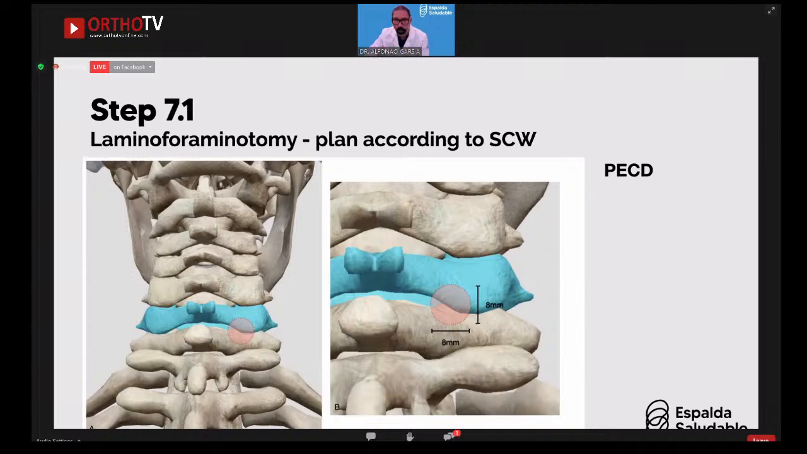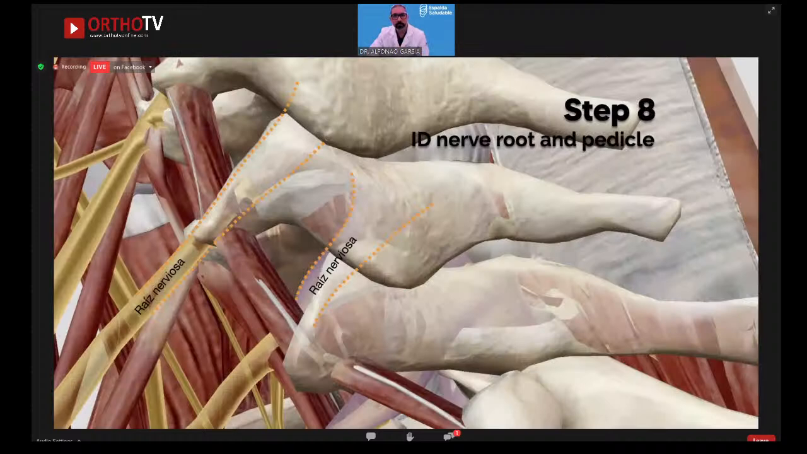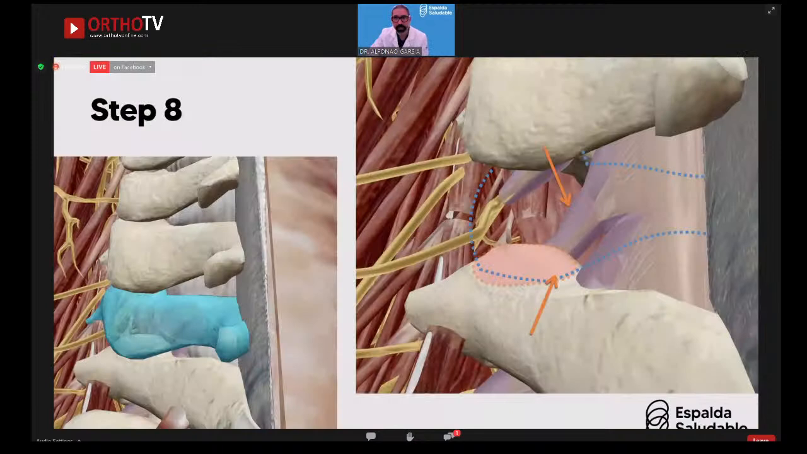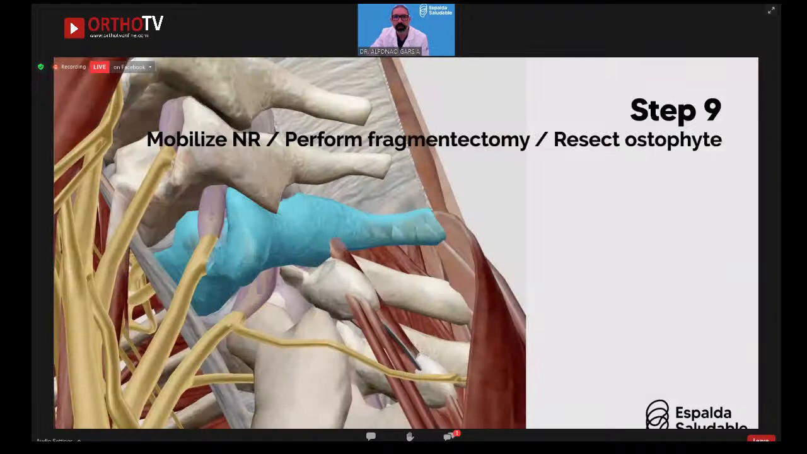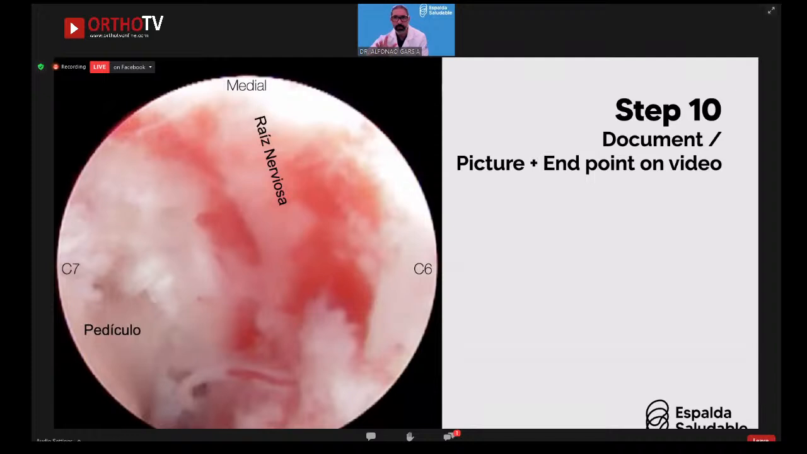And a variant of doing the lamina foraminotomy on the same side is the possibility to extend to the contralateral side through the same incision by just extending the approach to the contralateral side. So step eight is identify the nerve root and the pedicle. And next is mobilize the nerve root and perform a fragmentectomy as needed or resection of an osteophyte as needed, depending on the pathology. You can extend the approach further and, by just keeping medial to the pedicle, you can even resect a portion of the pedicle to augment your approach if there's much stenosis and you need to remove some osteophytes. Just remember to keep medial to the pedicle to avoid the vertebral artery.